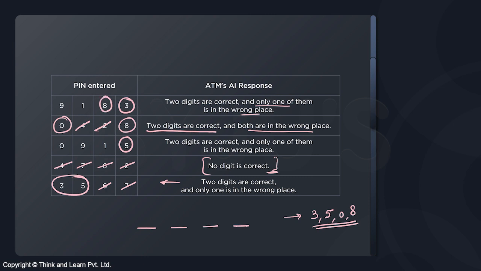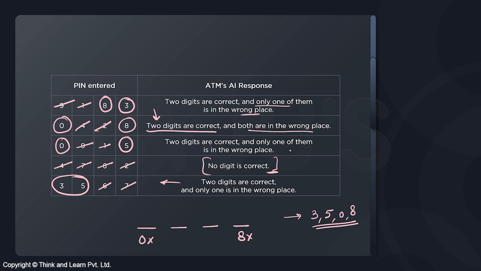So here 8 is correct. Here 0 is correct. Here 9 is wrong. Here 1 is wrong. This is wrong. This is wrong. So the 4 correct digits are 3, 5, 0 and 8. According to the second case, both are in the wrong place. If both are in the wrong place, that means 0 cannot be at the first place, 8 cannot be at the last place because both of them are in the wrong place.